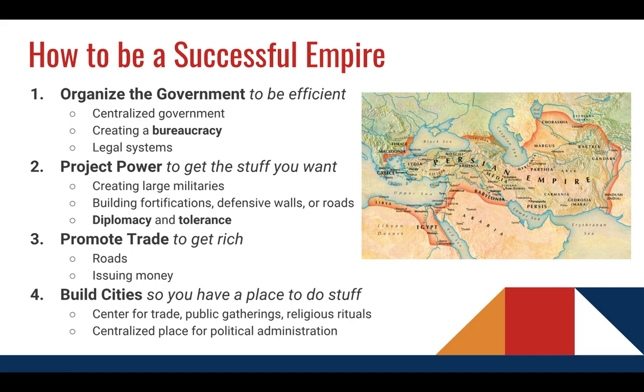The last thing that some successful empires do in this time period is they realize that in centralizing, they need a center for trade or public gatherings or religious rituals. And so they build capital cities for this purpose. This is a centralized place for the political administration and where important things that are going on in the empire can happen.